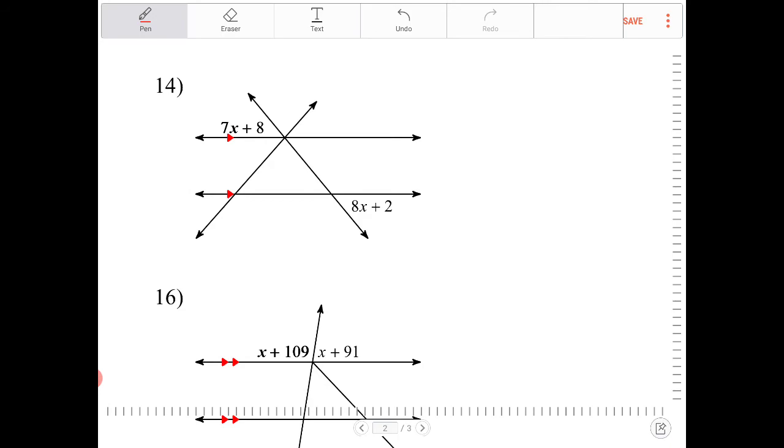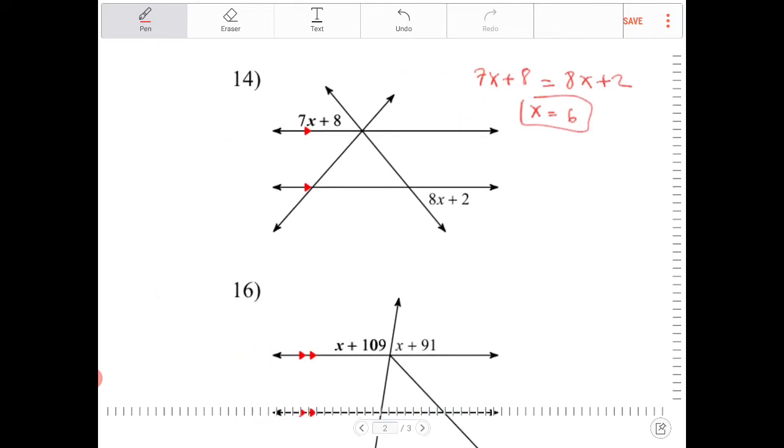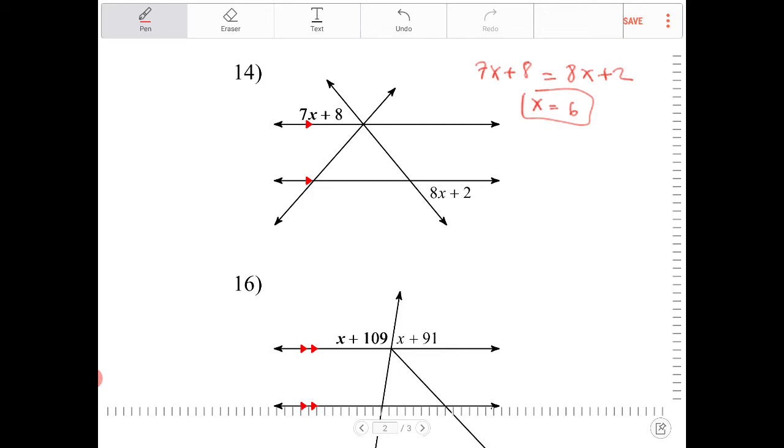These are alternate exterior angles. I know that 7x plus 8 equals 8x plus 2. Therefore, if I subtract both sides by 7x and subtract both sides by 2, I end up with x is equal to 6. And if x is equal to 6, then therefore this will equal 50, because 6 times 7 is 42. 42 plus 8 is 50.